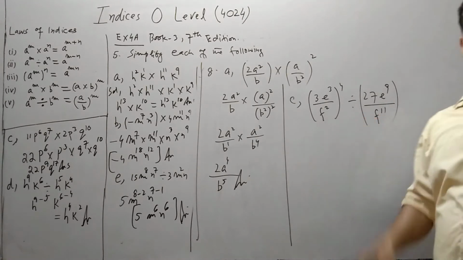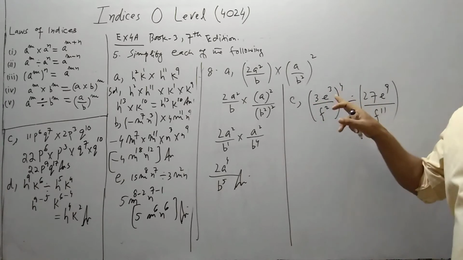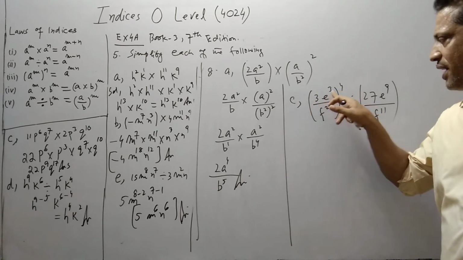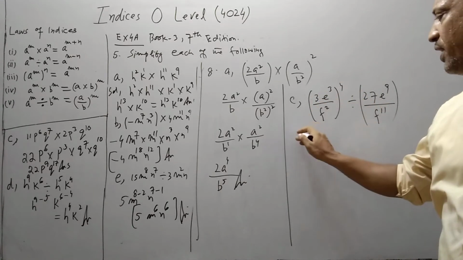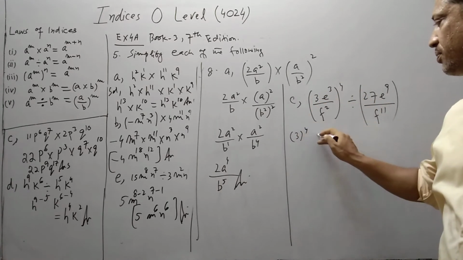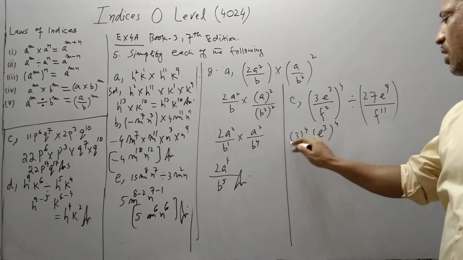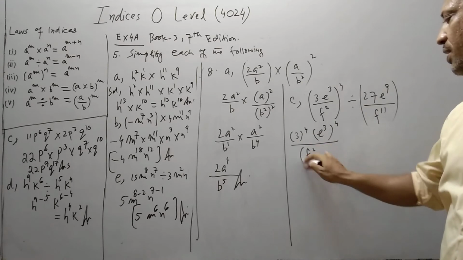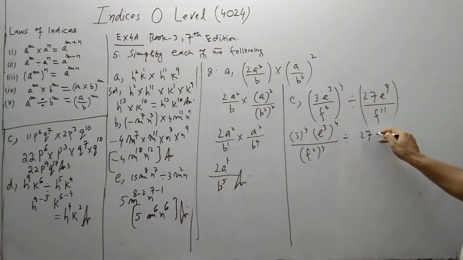Student, this is very easy. First, apply this 4 on the whole bracket. Apply this 4 on each and every individual term. So if you apply 4 on 3, you will get 3 to the power 4. Apply this 4 on e^3. Apply this 4 on f square. And this 27, e^9, f^11 would be the same, because there is no power.